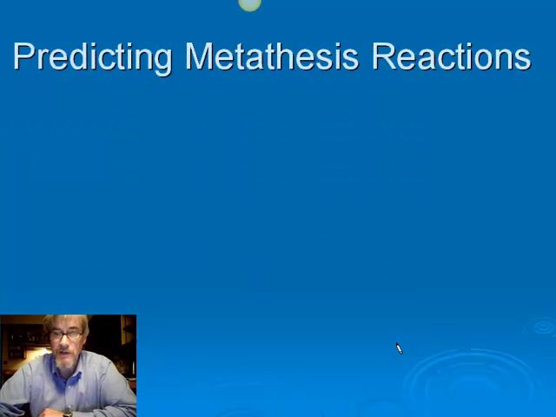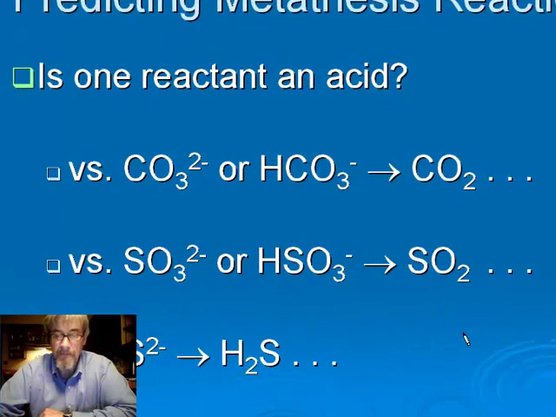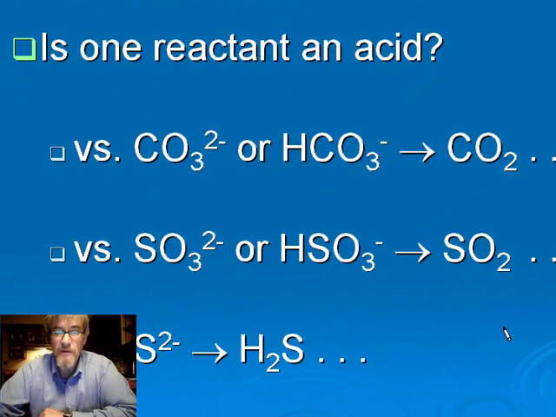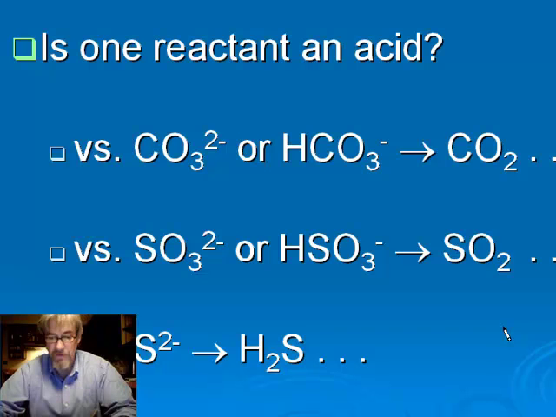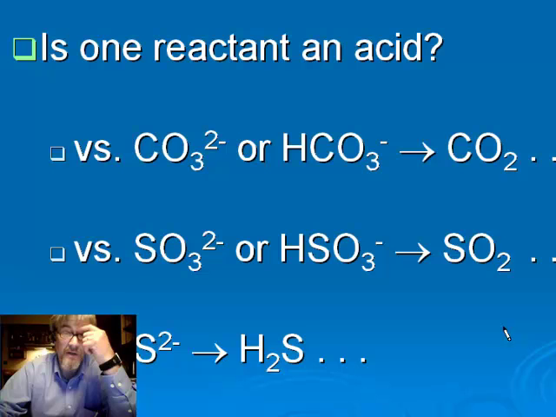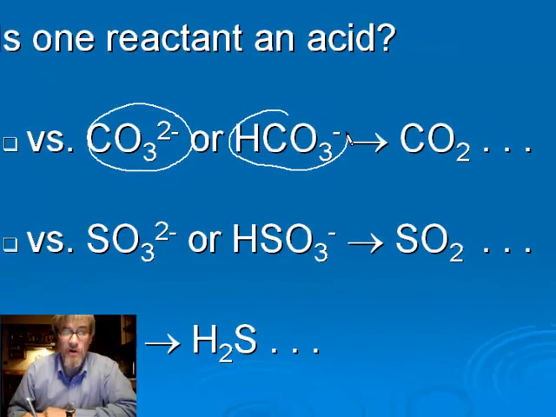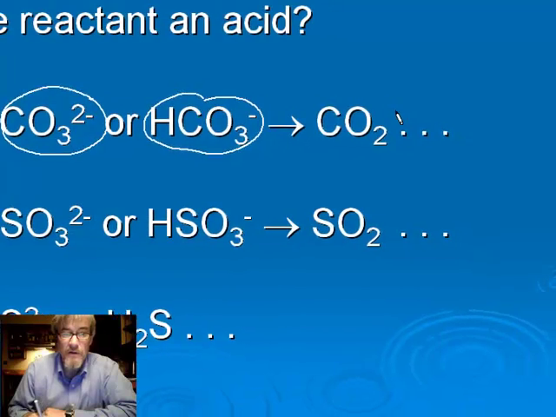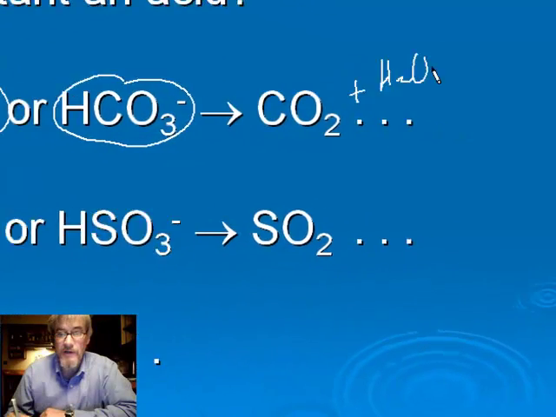Second question you want to ask yourself is, if you had an acid for one of your reactants, but you don't have a base for the other one, then do I have a carbonate or a bicarbonate in the other reactant? If I do, I'm going to get CO2 and H2O and a salt. Those are going to be my products.